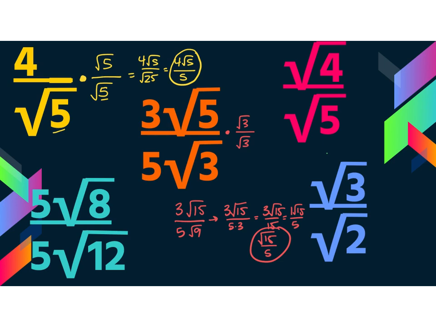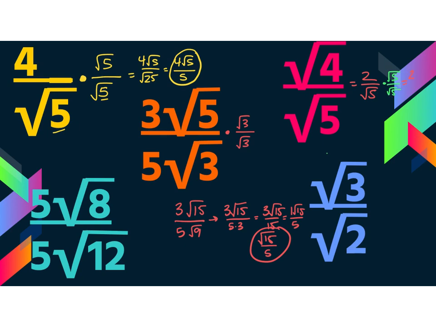All right, let's look at the top right. Square root of 4 divided by square root of 5. Right away, I can see that the square root of 4 is just 2. Square root of 5 in our denominator. Now I realize I can't leave that square root of 5 in the denominator. So I'm going to multiply by square root of 5 over square root of 5.